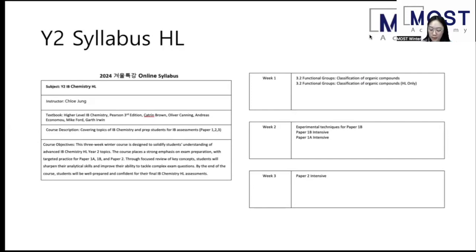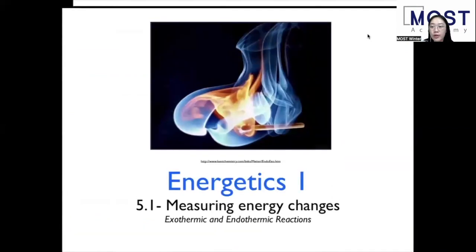So in year 2, we'll be focusing on more complex topics. We'll be doing functional groups, classification of organic compounds. Part of this is only for HL. And then in week 2 and week 3, we'll spend some time going over previous concepts and doing some practice problems in preparation for paper 1 and paper 2 exams. So without further ado, I'll dive into the topic for today, which is energetics: measuring energy changes, exothermic and endothermic reactions.